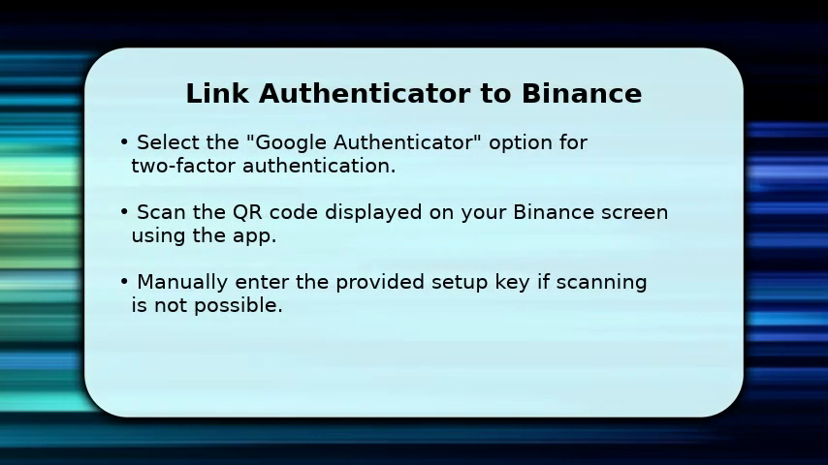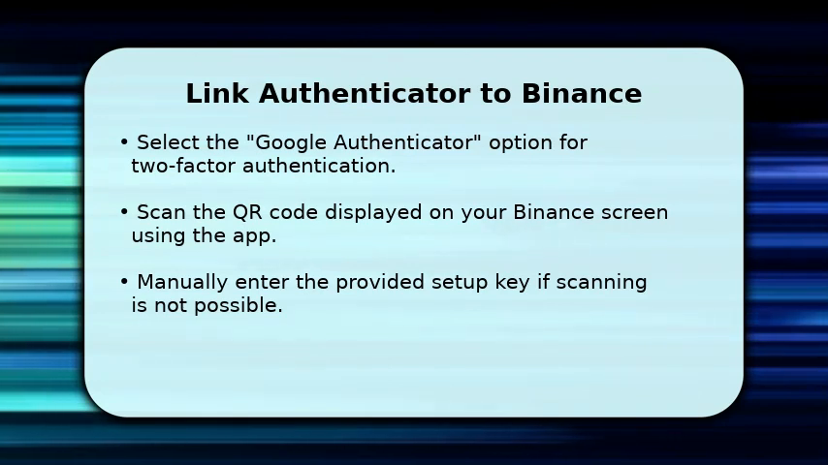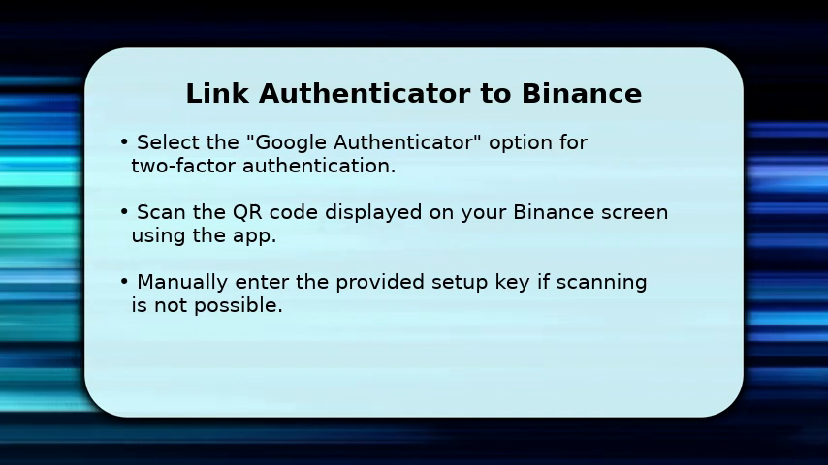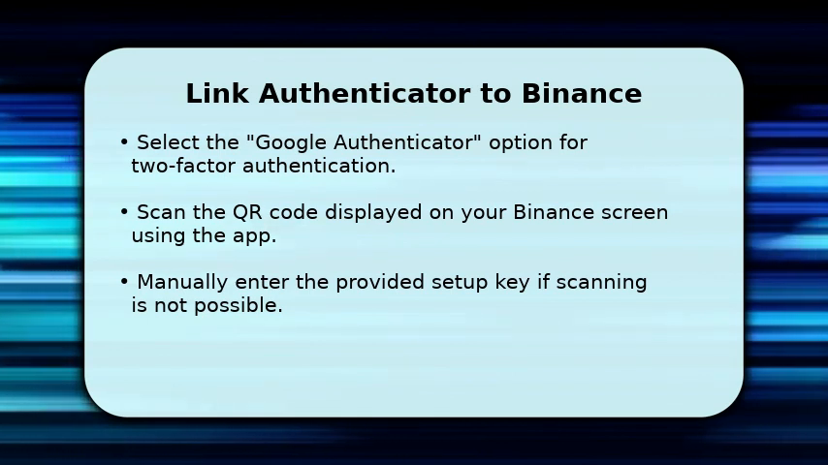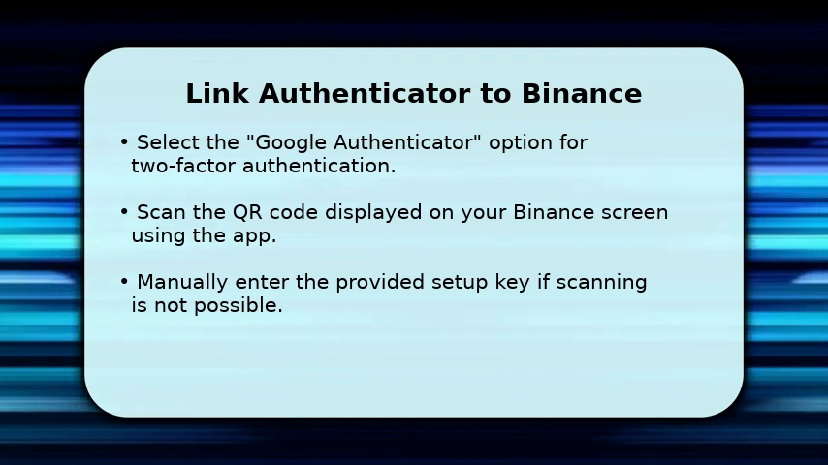Next, within your Binance security settings, choose the Google Authenticator option. Binance will then display a unique QR code on your screen. Open your Authenticator app and use it to scan this QR code. If scanning isn't working, you can manually enter the provided setup key into the app. This links your Authenticator to your Binance account.